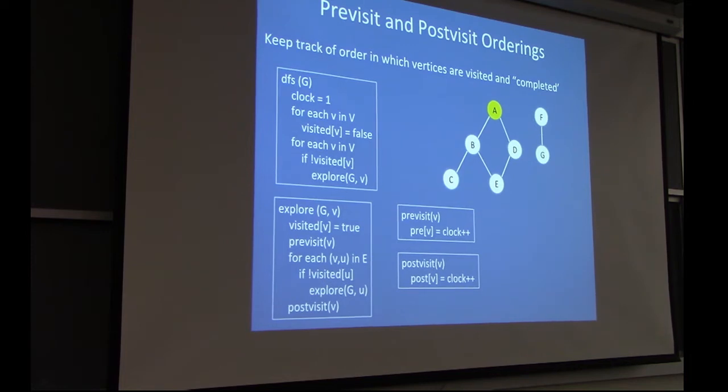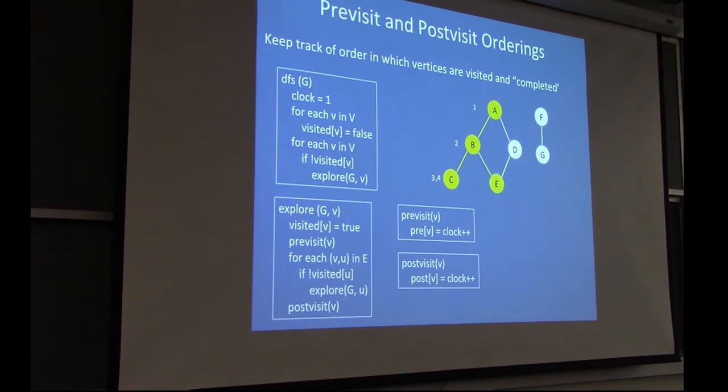We visit A, so we give it a pre-visit time. What is that pre-visit time? 1. Okay, what do we visit next? We visit B, and what's its pre-visit time? 2. We visit C, 3. What happens next? Not yet. We're done with C, and so before it returns from its call, what does it do? Right, it gives a post number to C. We're through with C at time 4. Now we're back up at B.